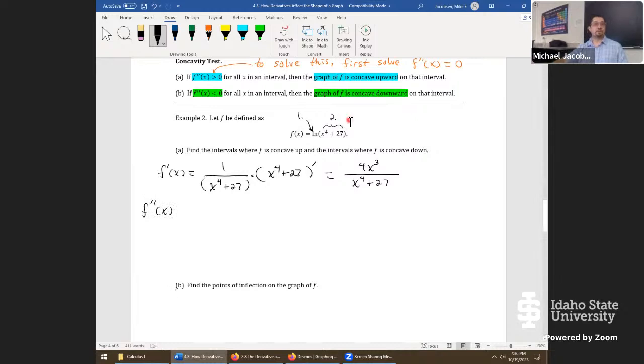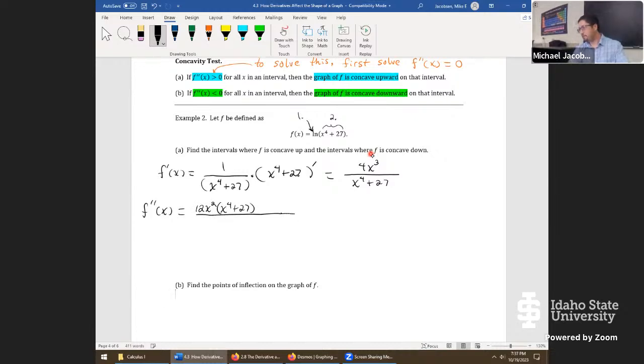So our problem started as a quotient rule, or excuse me, it started as a chain rule. Now it's going to turn into a quotient rule at this step. So as we calculate this one, first we must differentiate the numerator. That's going to be our 12x squared. Multiply that by x power 4 plus 27.